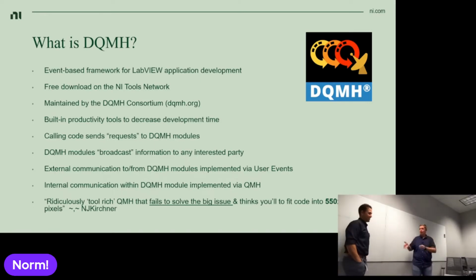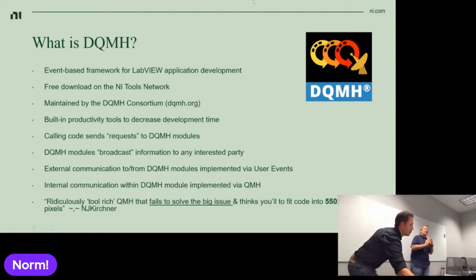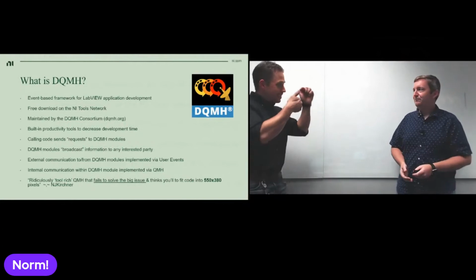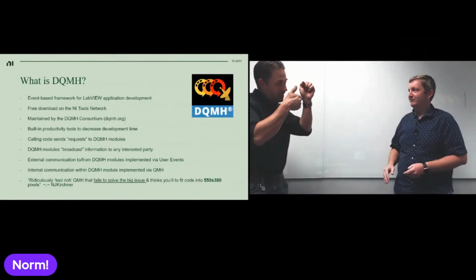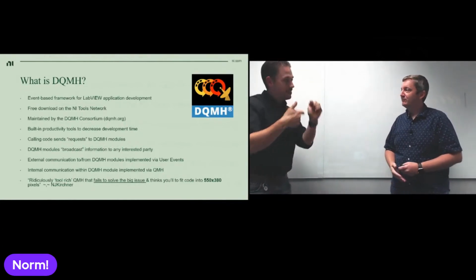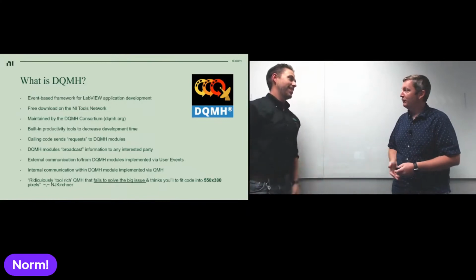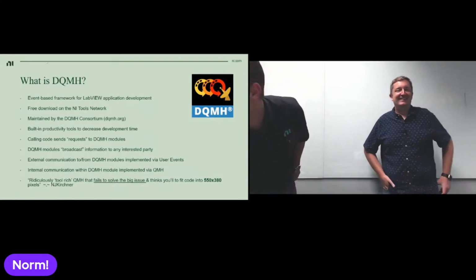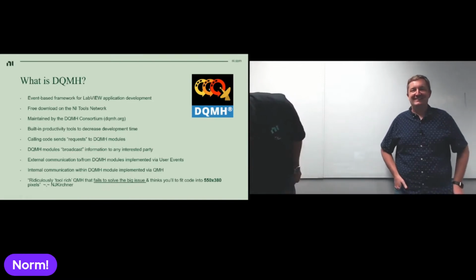Oh, and since Norm had to do my quote, I will have to do his quote, which is that DQMH is a ridiculously tool-rich QMH that fails to solve the big issue and thinks you'll fit code into 550 by 380 pixels. I mean, who codes it that small? You get like three, like not even. I've been successful with having that amount of real estate on my block diagram. You special snowflake.